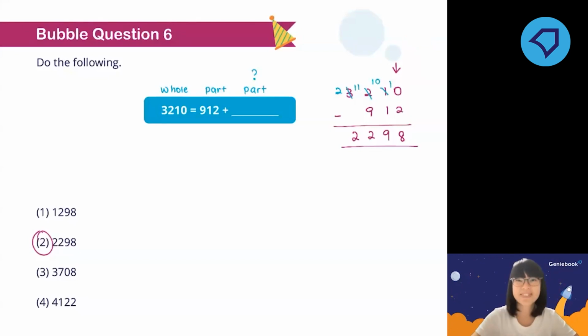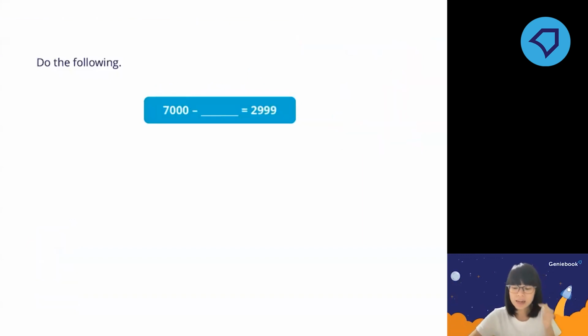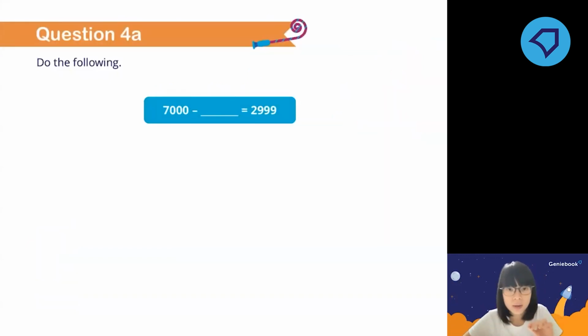Okay. All right, so now we have been covering indirect addition. So let's try with our indirect subtraction. This one will be a little bit trickier, okay? So let's take a look over here. 7,000 minus something will give you 2,999.